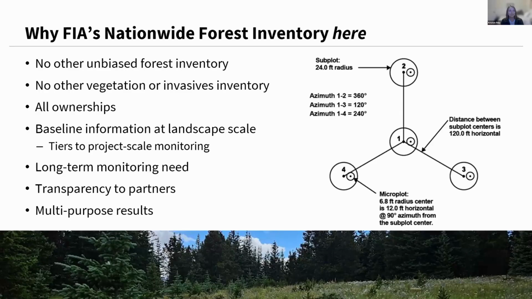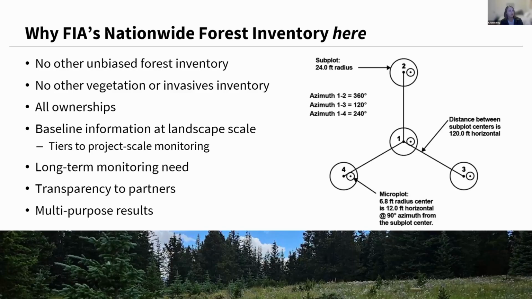Part of the reason is, like I said, there's not a lot of money for monitoring, and there's no other unbiased forest inventory in this area, really. It's not like other areas where there's a lot of standard SAM across the whole landscape. There's also not understory or invasives inventory that's available otherwise, and that is something we actually collect across Rocky Mountain region states. And I realize I'm running a little slow, so I'll speed up.